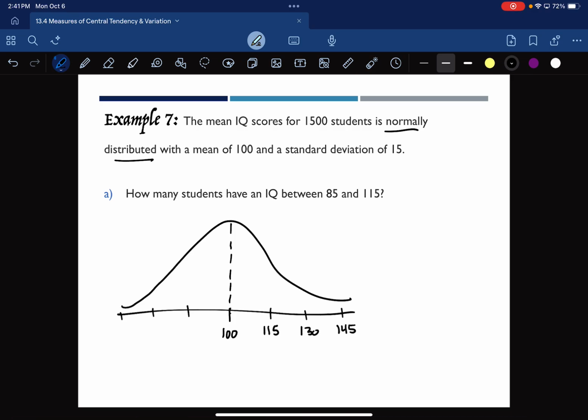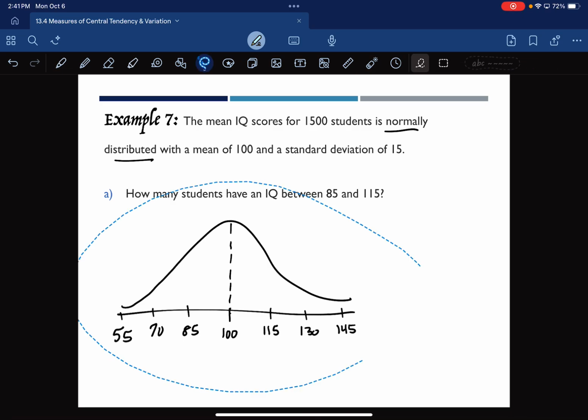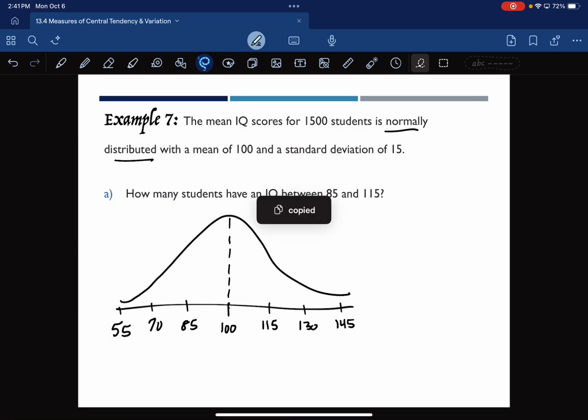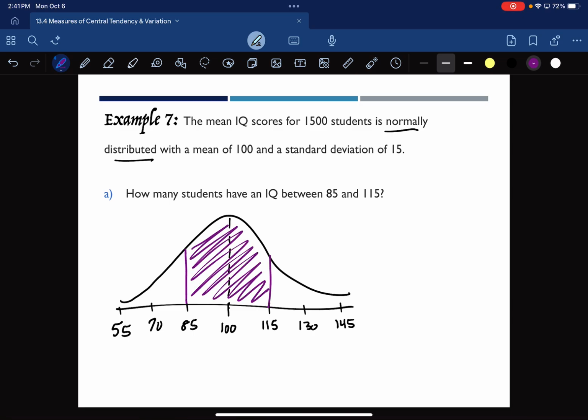Let's go the other direction. I'm at 100, and I need to subtract 15 now. So what will you be if I go backward? 85. And 70, and then 55. Okay. Now we can look at the questions. The first one asks us to find the IQ between 85 and 115. So it's this part shaded in, right?